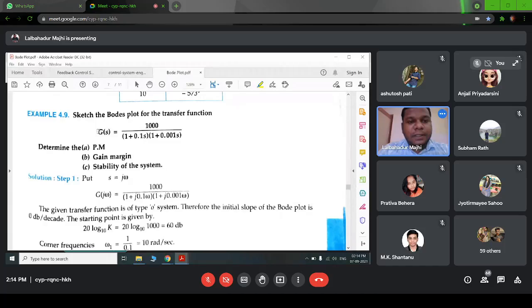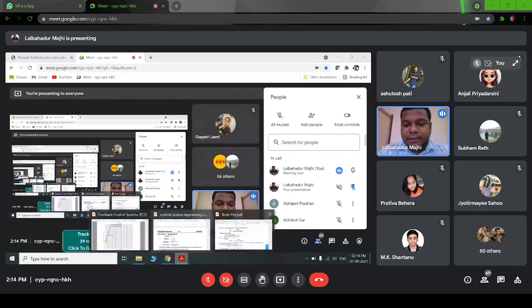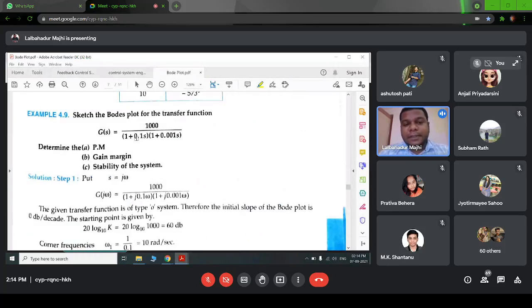This is our unity feedback system, G of S H of S. Sketch the Bode plot for the transfer function G of S H of S equal to 1000 divided by (1 plus 0.1 S) into (1 plus 0.001 S). This transfer function is already in the time constant form, so we don't have to convert it, because 0.1 is our time constant, and 0.001 is also a time constant.